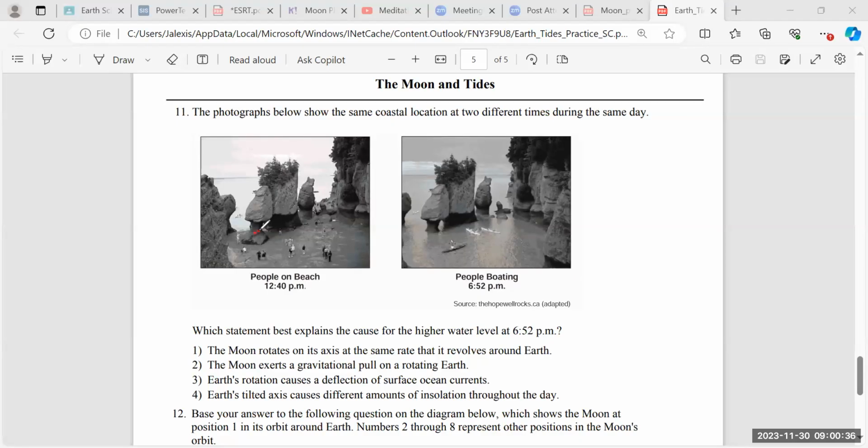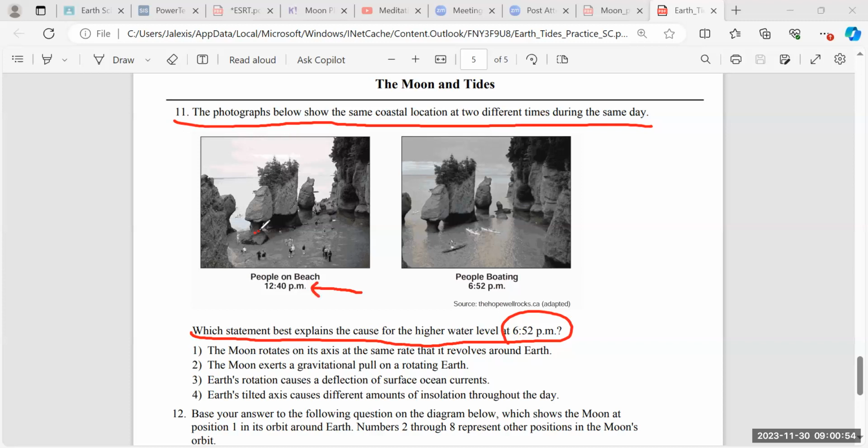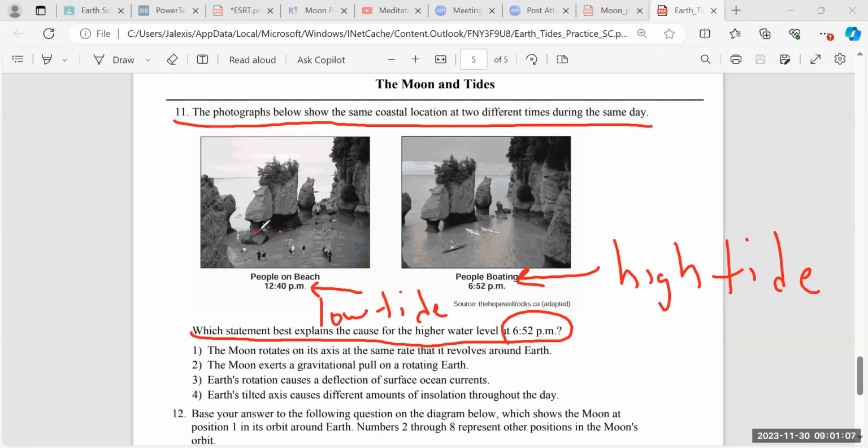Number 11. It says the photographs below show the same coastal location at 2 different times during the same day. Which statement best explains the cause for the higher water level at 6:52 p.m.? So why is it that at one time of the day the water level could be very low, the tide really low, and then at 6:52 the tide could be really high? When we're talking about the tide, we're pretty much talking about the water level.